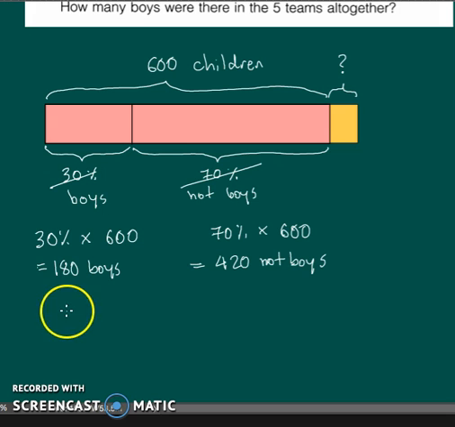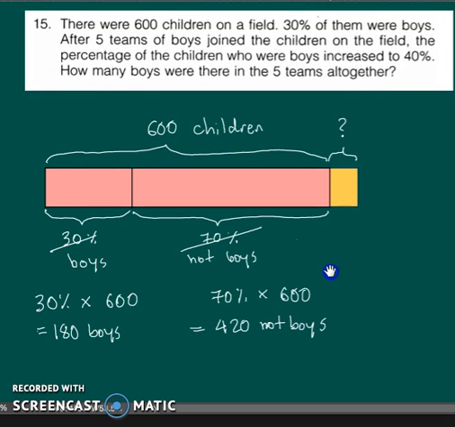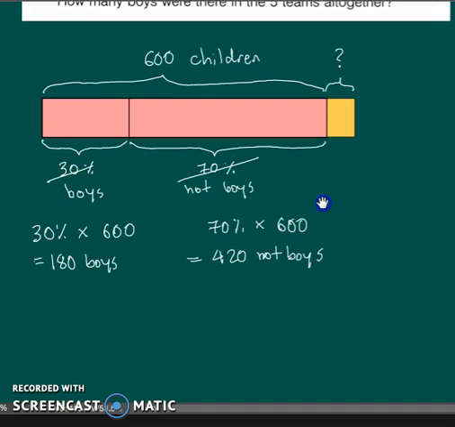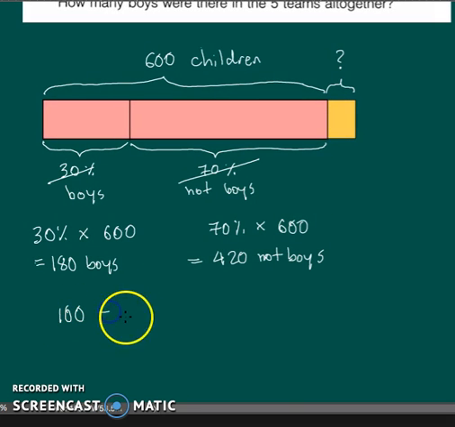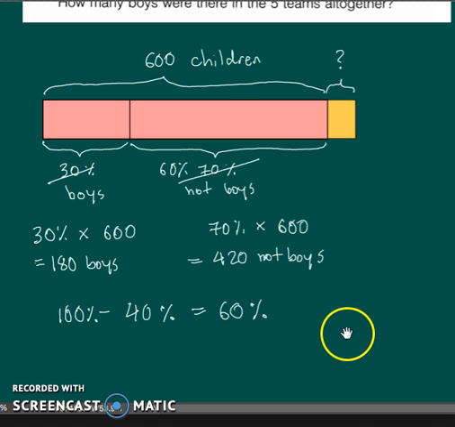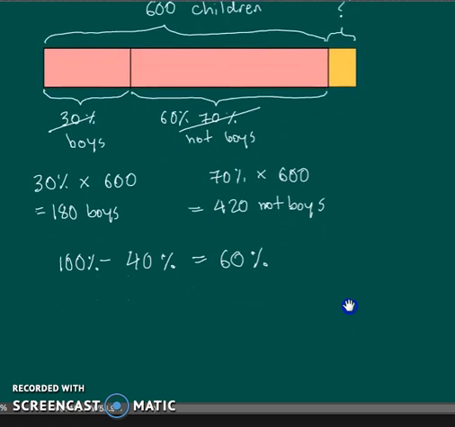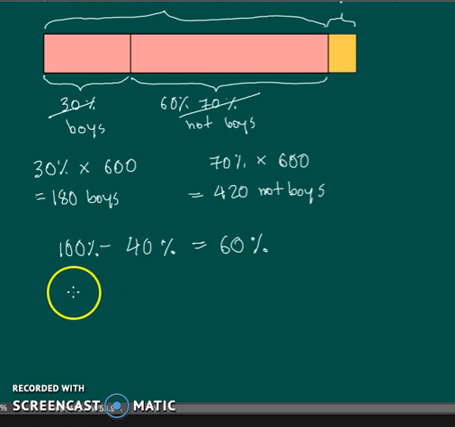While we don't know exactly how many boys showed up, we do know that the number of boys represented across the entire field is now 40%, not 30%, which means that if I subtract that 40% that represents boys, the amount of children on the field who are not boys is now 60%. So this part is now worth 60%, not 70%. And I happen to know how many kids who are not boys there are, and it was 420.